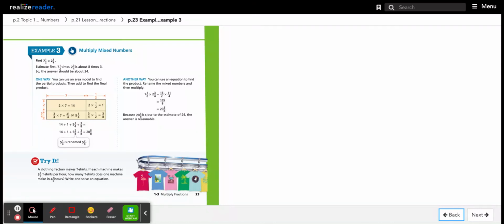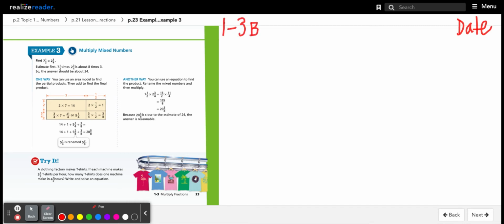Please open up your workbook to page 23 and open up your notebook to the next blank page. Remember to start by writing the date on the top of the page. And this is lesson 1-3B. We're going to be multiplying mixed numbers.